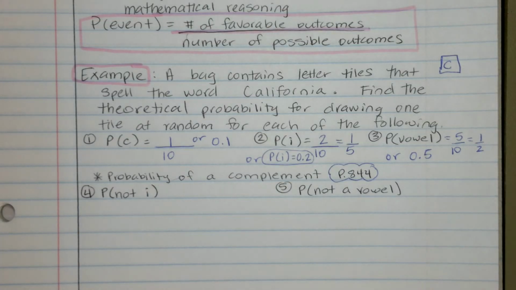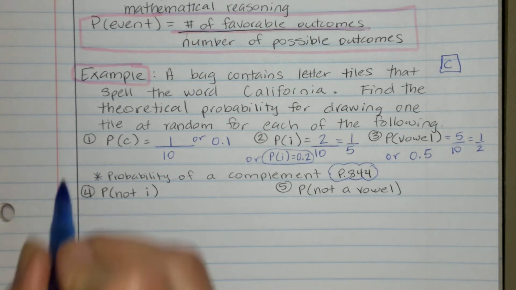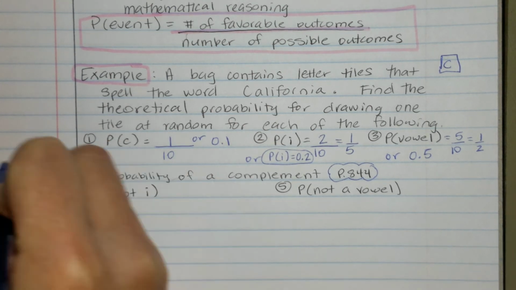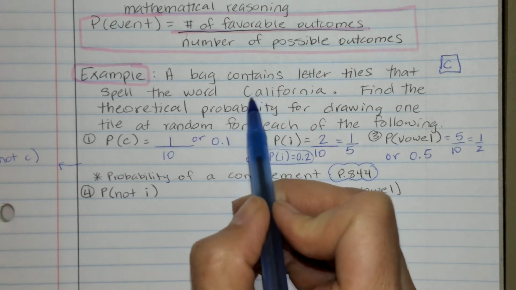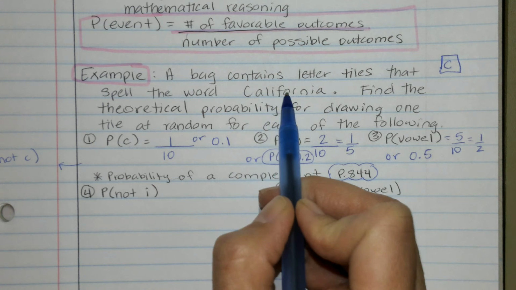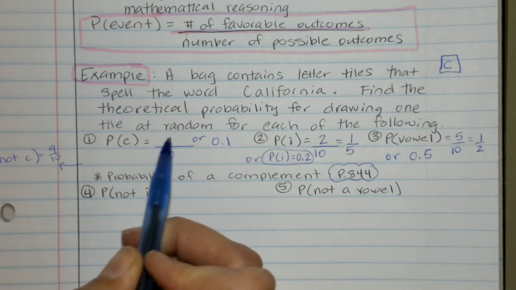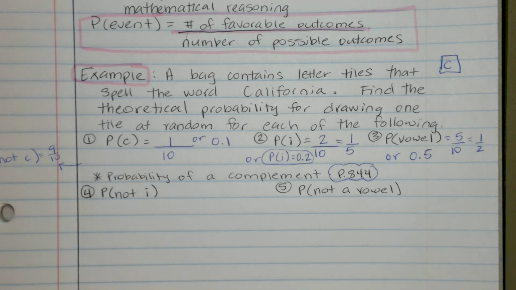So if we think about that real quick with what I just went over, we could have the probability of getting a C tile, which is 1 out of 10. The complement would be, you don't need to write this down, but just so you guys can see, the probability of not C. How many letters are not C? 1, 2, 3, 4, 5, 6, 7, 8, 9. 9 out of 10. So do you see how it's 1/10 and 9/10, and together they add up to 1? That's what the complement is. It's saying not in front.